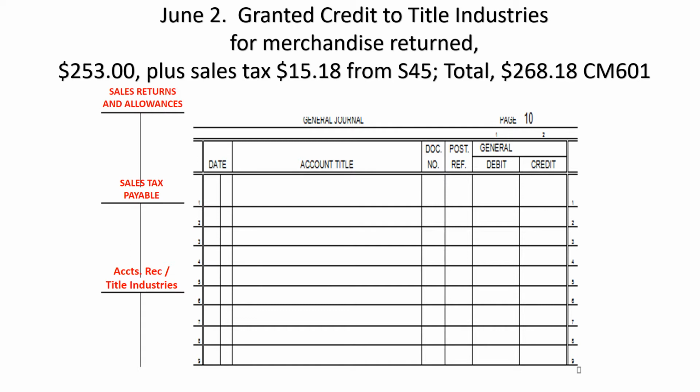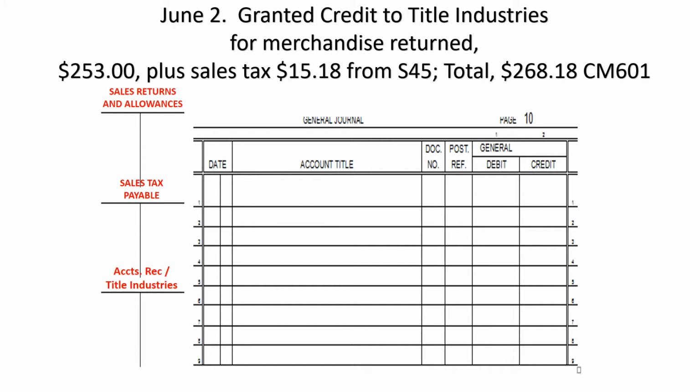So a sales return and allowance is a contra sales account. It is designed to lower the book value of the sales account. It also allows us to tell how much stuff was returned throughout the given fiscal period, and if it's up or down as compared to other years. So it's a good little storytelling agent in regards to our sales. Sales tax payable, same as before, is that liability account, and accounts receivable Title Industries is the same as well.